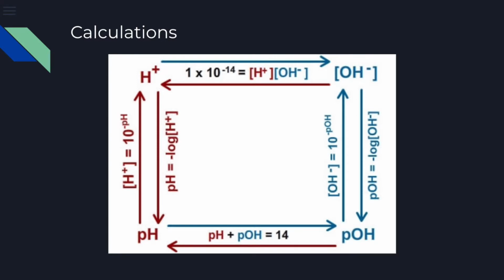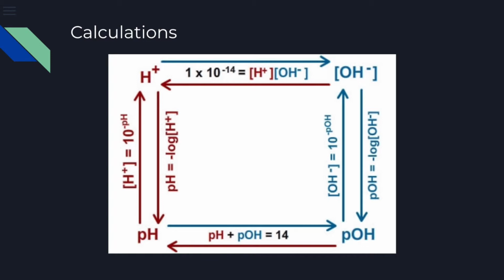There are four main calculations you will need to make regarding pH and pOH. They are calculating the concentration of hydroxide ions, the concentration of hydrogen ions, the pH, and the pOH. As long as you are given one of these four things, you can calculate all of them. This picture represents how to transition between the four. To convert between pH and pOH, use the equation pH plus pOH equals 14.